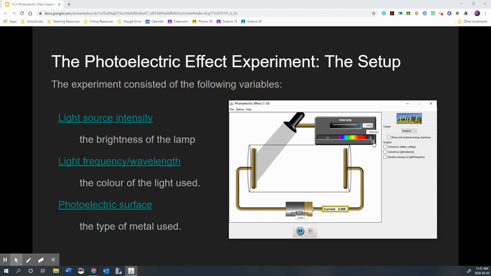Light frequency or wavelength, I can start way down here in the infrared. Wavelengths and frequencies go into red, yellow, green, blue, indigo, violet, etc., and even get into the ultraviolet. And then we can change the photoelectric surface. That's the photoelectric surface here. I can go from sodium, and let's just do the classic zinc. So those are the things that we can vary in this experiment.